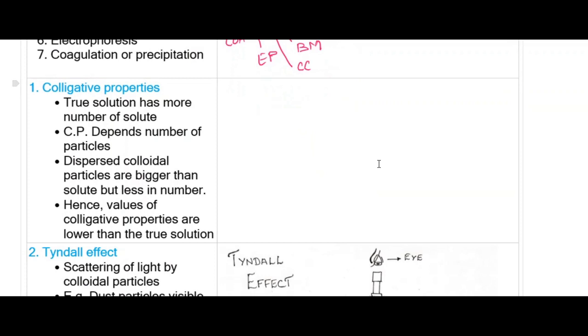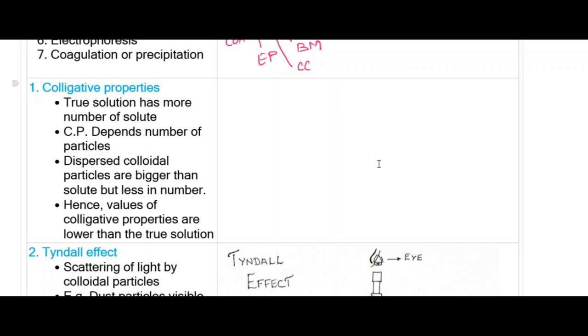We know what colligative properties are. Colligative properties depend on the amount of the solute present as far as a true solution is concerned.